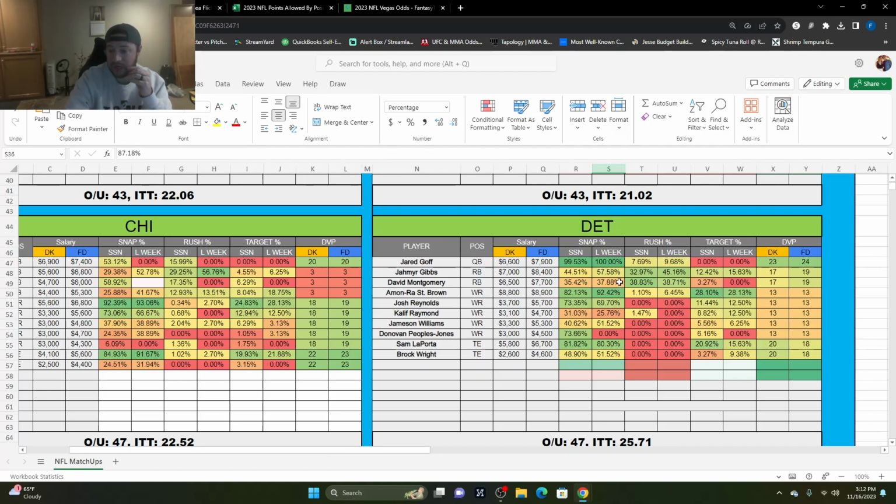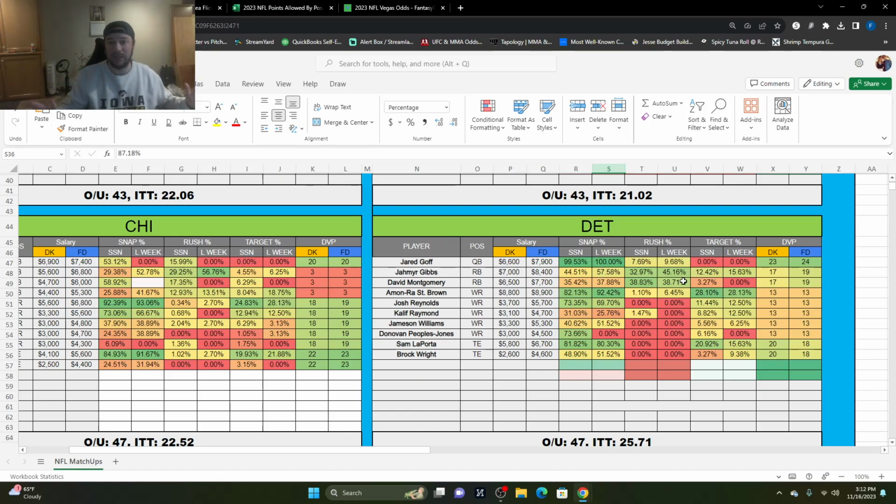37% to David Montgomery, and then rushing 45% to Gibbs, 38% to Montgomery, and then Jahmyr Gibbs was involved in the passing game, 15%. David Montgomery was not. So David Montgomery still leads, he's in the top 5 of red zone rushing attempts, I believe. I have that. It's on the website.